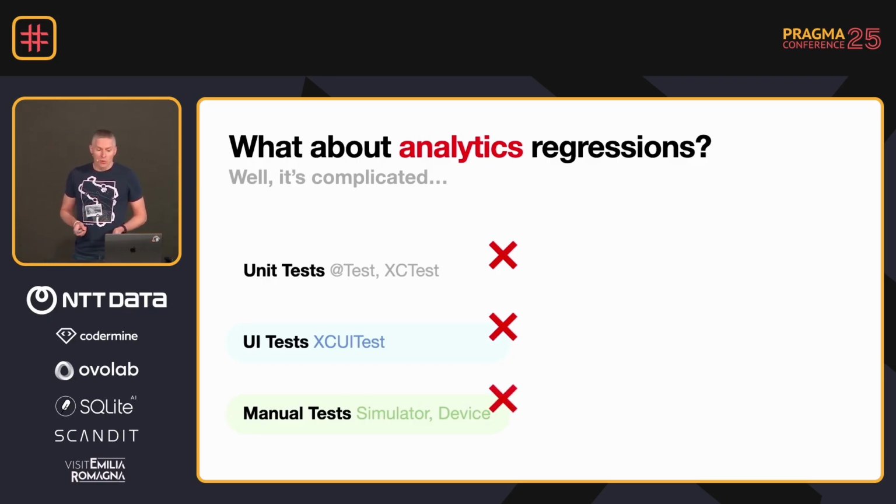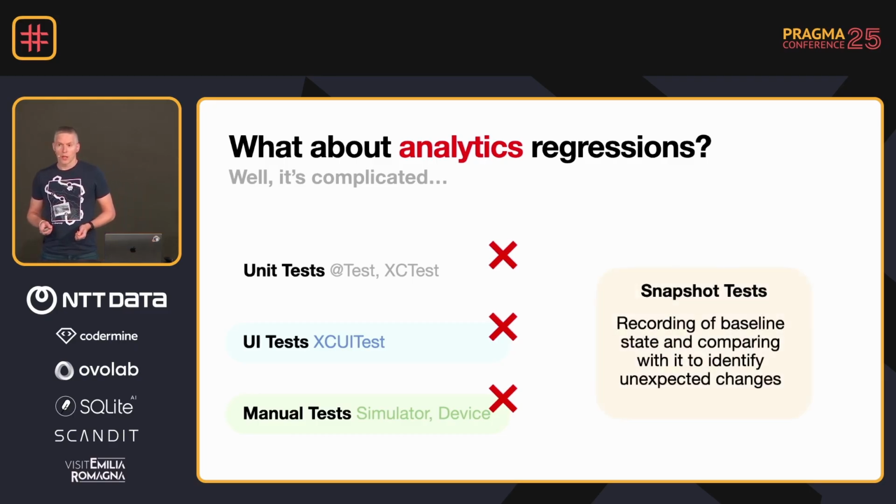What alternatives do we have? Well, there is a methodology. It's not directly supported by Apple frameworks, but it's super universal. You can apply it to any situation when you can create a baseline set of state and then compare it later with future iterations. And we might be able to use it to test analytics regressions.